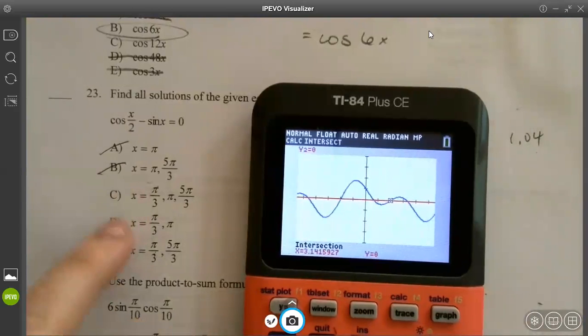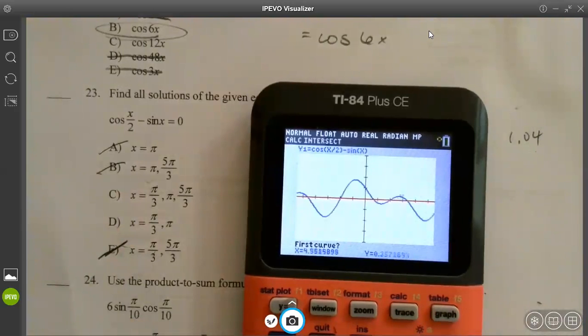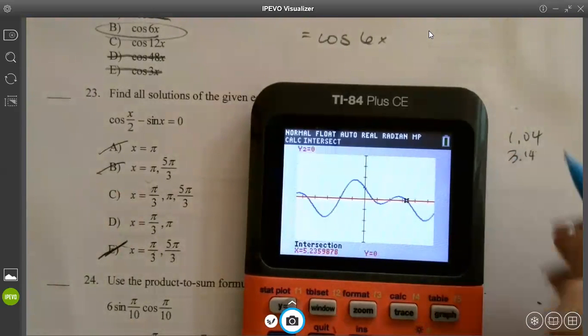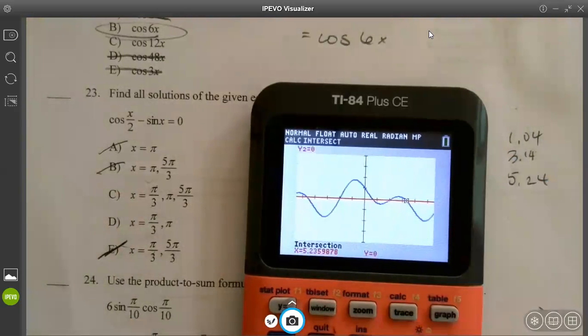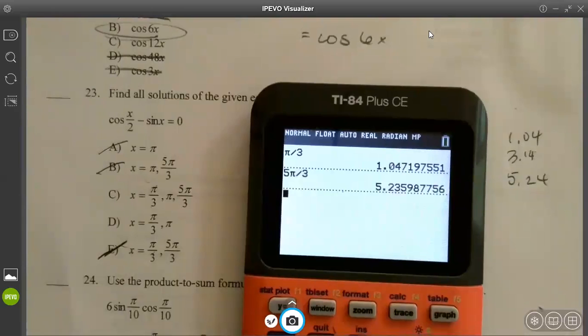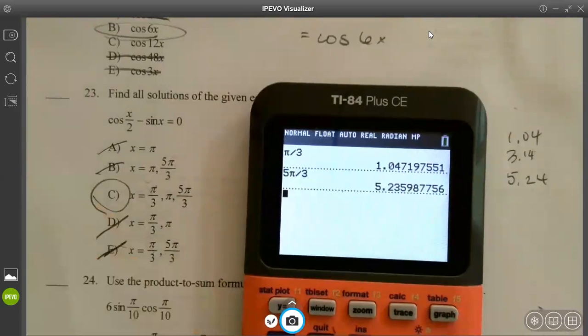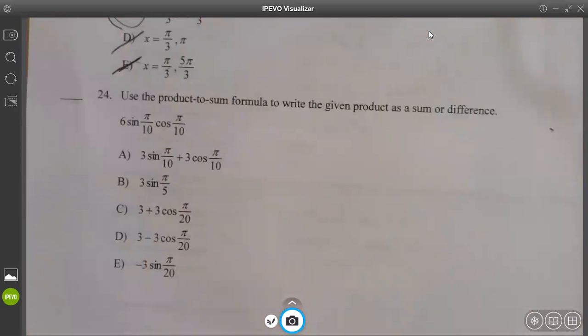What's the difference in these two? One has another answer, right? 5 pi over 3. Let's see if that's what this is. So 3.14 and 5.24. So 5 pi over 3 is what? So which one's our answer? See. Any questions? Product to sum formula, it tells you exactly where to look.